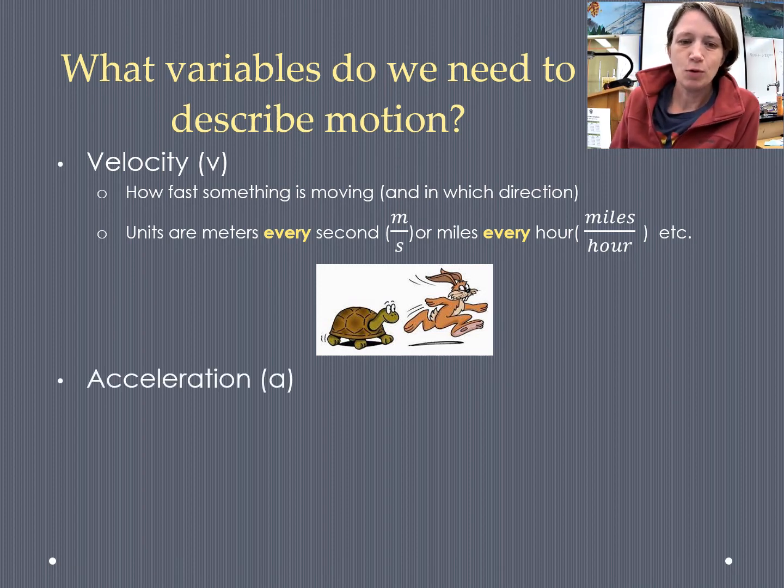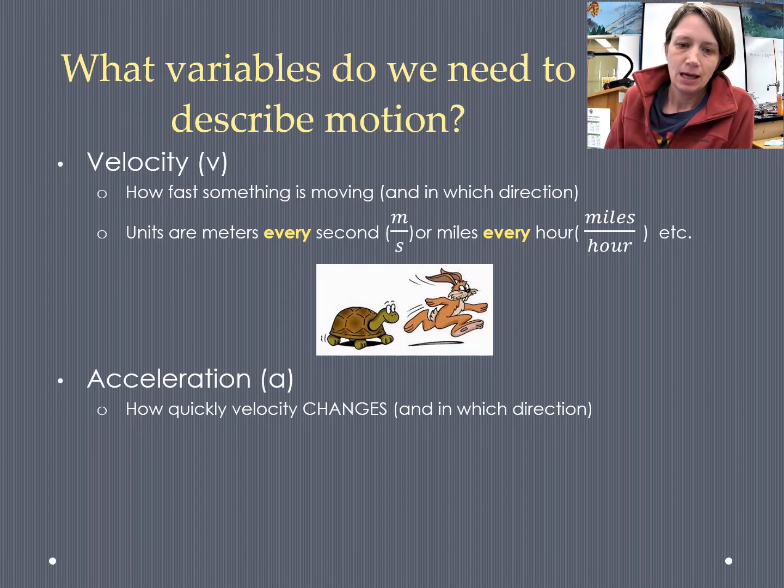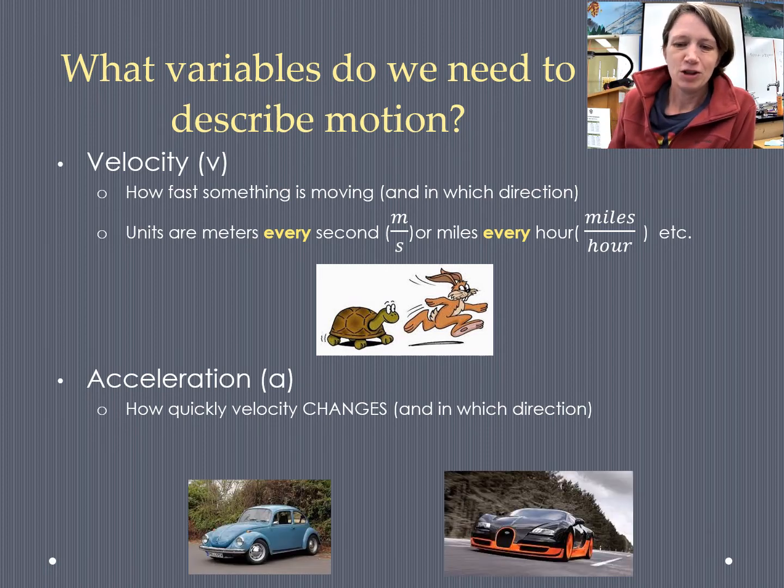The second variable we're going to be using and that we need to define is acceleration, which is a lowercase a in an equation. And the definition of acceleration is how quickly an object's velocity changes, and also in which direction it's changing. Acceleration is a lot trickier to get a handle on than velocity.